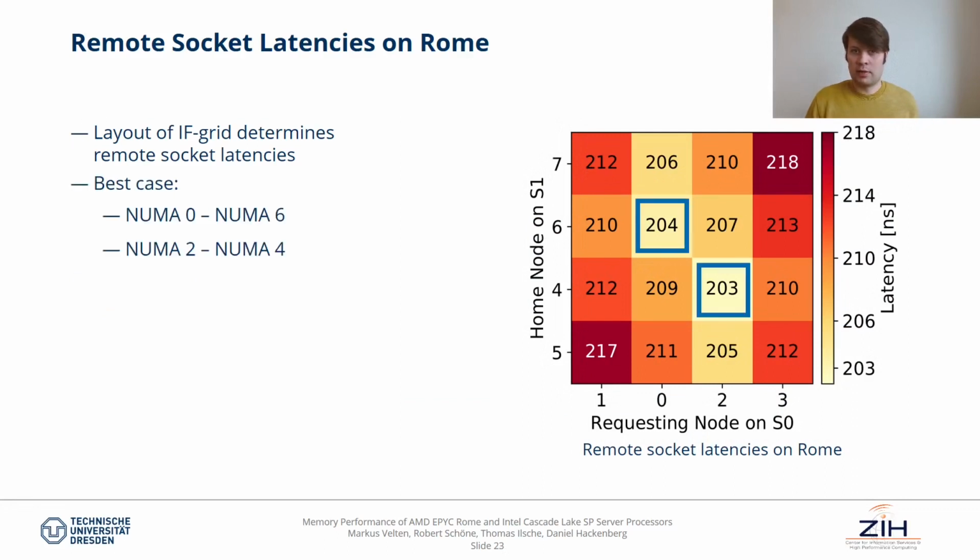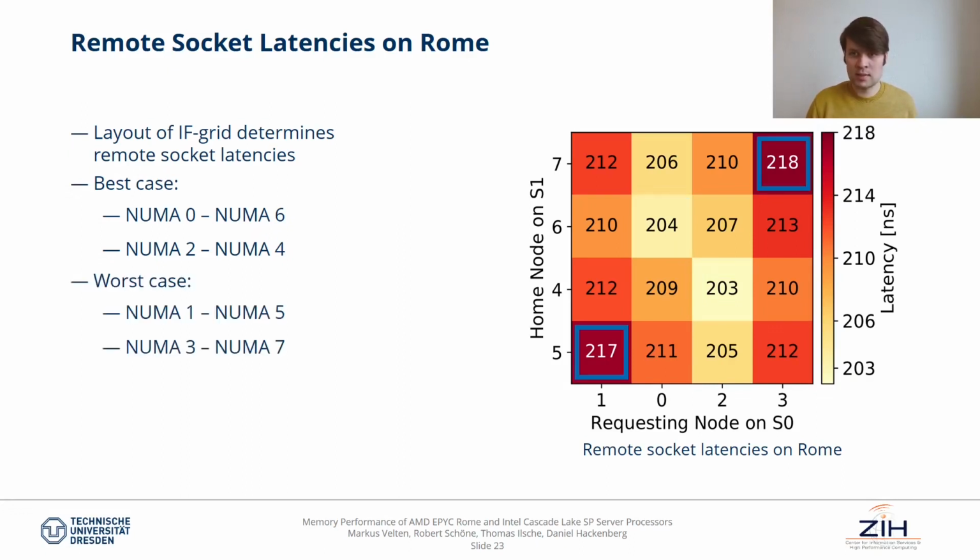So looking at the best case scenario here, you can see that this takes about 203 to 204 nanoseconds compared to the 217 or 218 nanoseconds used for the worst case scenario. So a penalty of about 13 to 14 nanoseconds when using the worst case compared to the best case. Overall, we have a penalty of about 100 nanoseconds when having remote socket memory accesses.